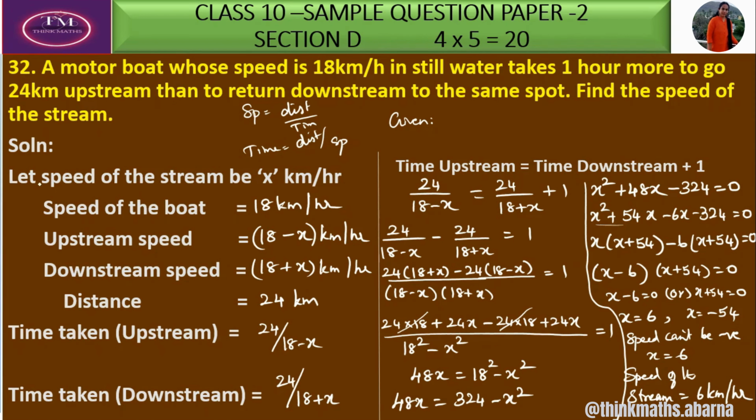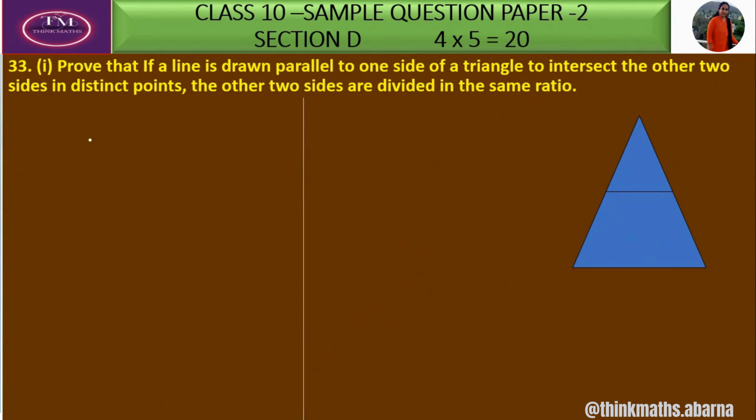Okay, so I hope you can understand the 32nd problem. Moving on to the next question, 33. In this 33, you have two parts. You have to answer this proof, and there is another problem on the next page. This is nothing but BPT. Just check it. Prove that if a line is drawn parallel to one side of a triangle to intersect the other two sides in distinct points, the other two sides are divided in the same ratio. So they have given the statement of BPT and we have to prove that.